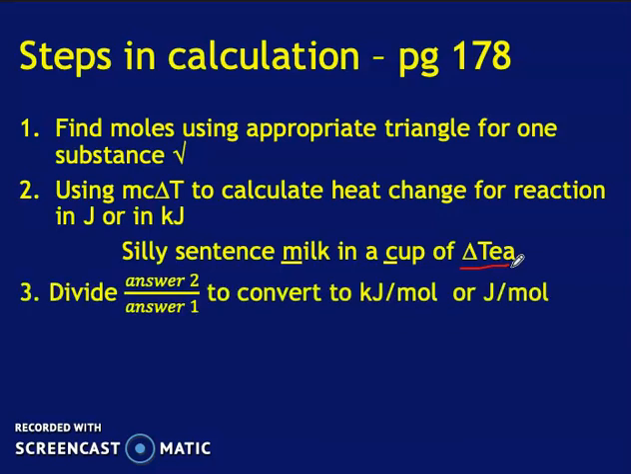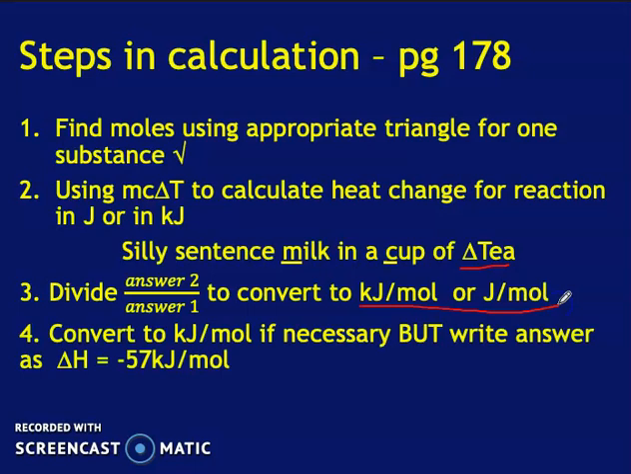The third step is very straightforward. You're literally going to divide answer 2 by answer 1, and your answer is going to be in either kilojoules per mole or joules per mole. So again, you just have to be aware of that, because that dictates what happens in your fourth step. And in your fourth step, if you have to convert to kilojoules per mole, you do that, but you have to write your answer in the format delta H is equal to this negative value and whatever your answer is in.